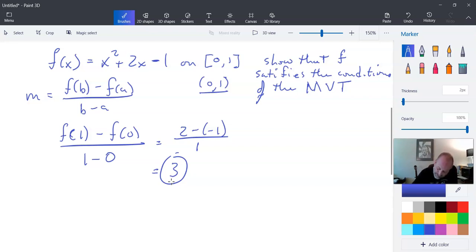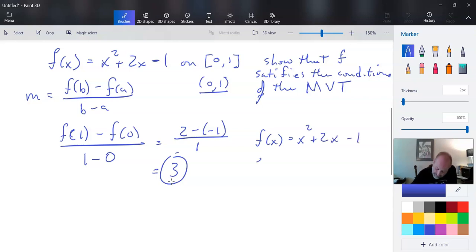Now, we know f of x is x squared plus 2x minus 1. The derivative is 2x plus 2, right? Okay, well, if that's the case, there has to be some place where 2x plus 2 is equal to 3. And so it's just a matter of us finding this. So we're going to take the derivative and set it equal to whatever that mean value was. So 2x plus 2 is equal to 3.